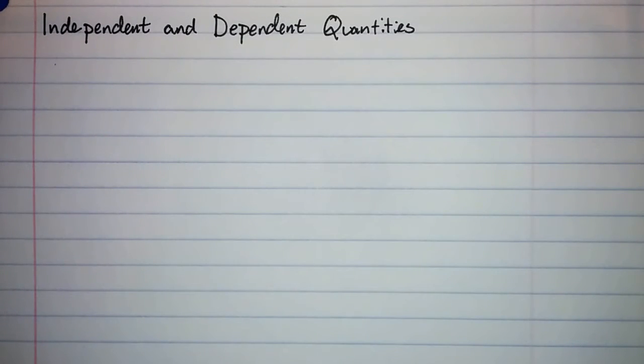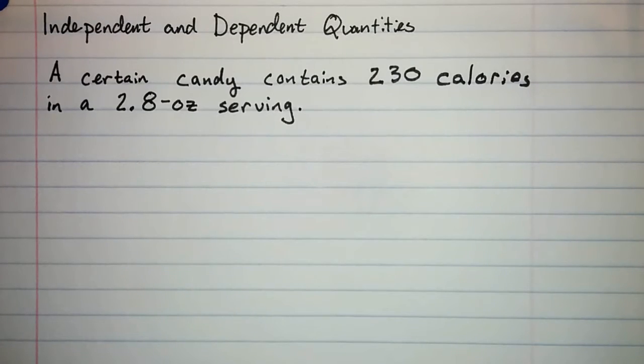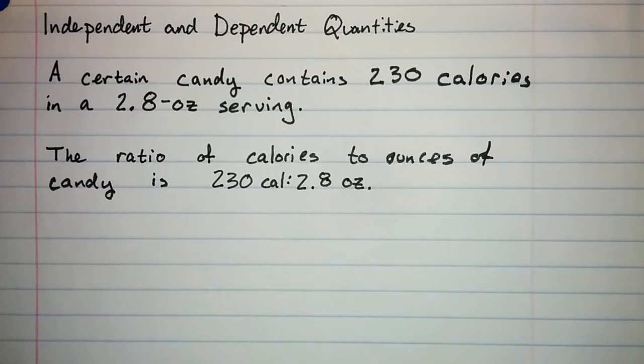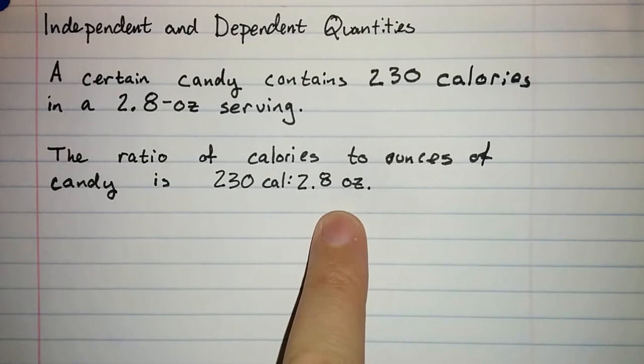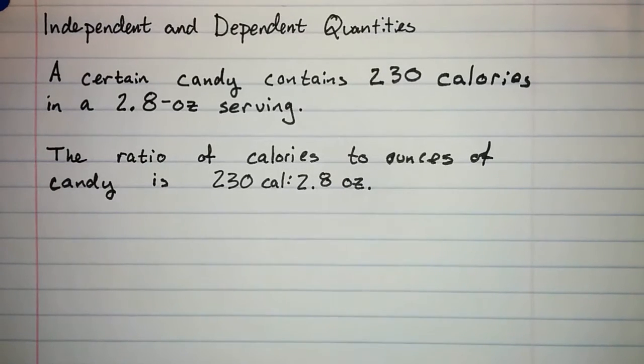Previously, we discussed proportional quantities. Proportional quantities have a relationship that stays the same as each quantity changes. For example, suppose a certain candy contains 230 calories in a 2.8 ounce serving. In this story, the ratio of calories to ounces of candy was 230 calories to 2.8 ounces.